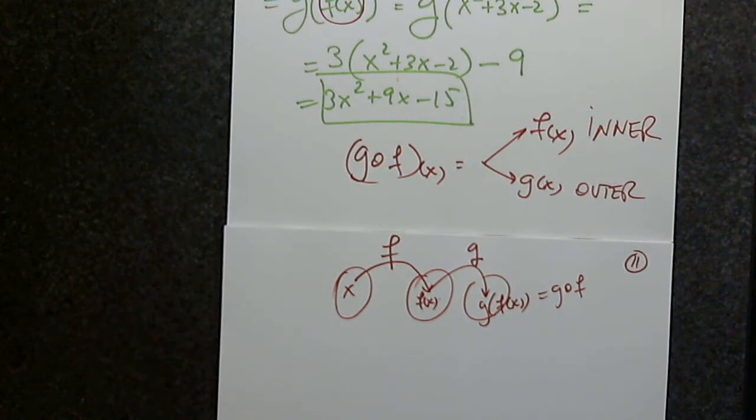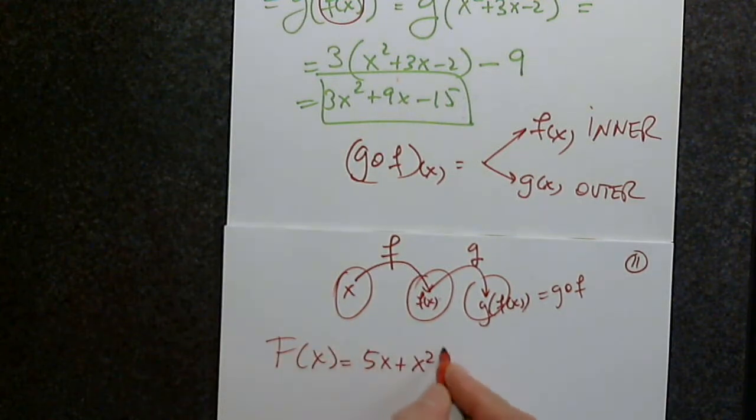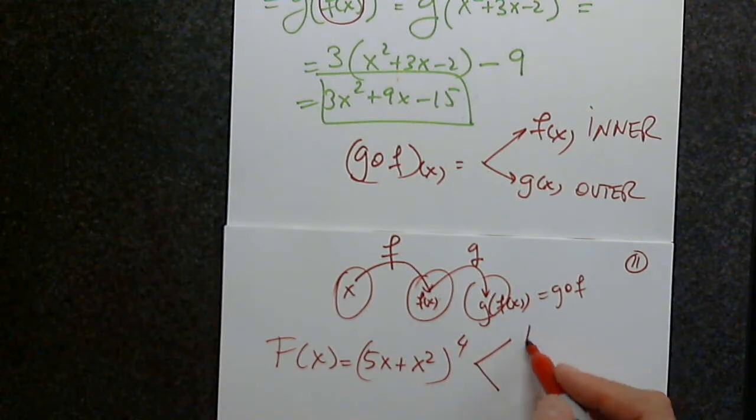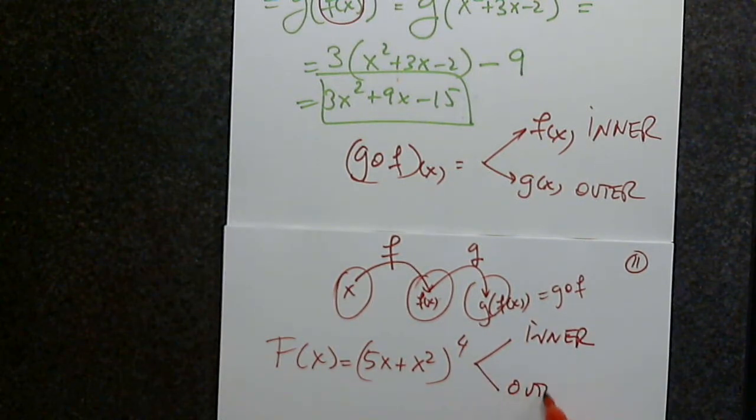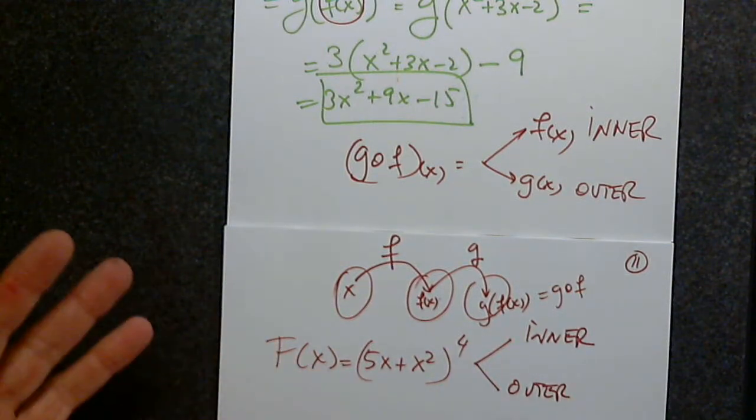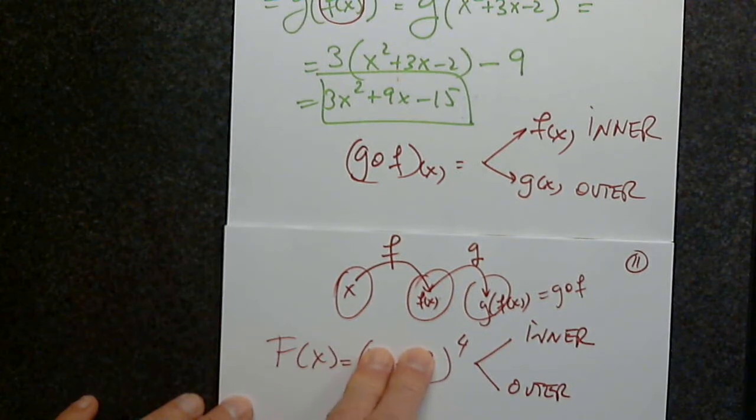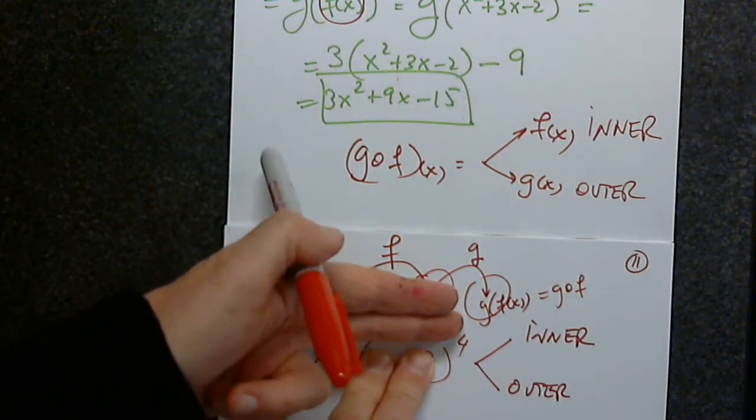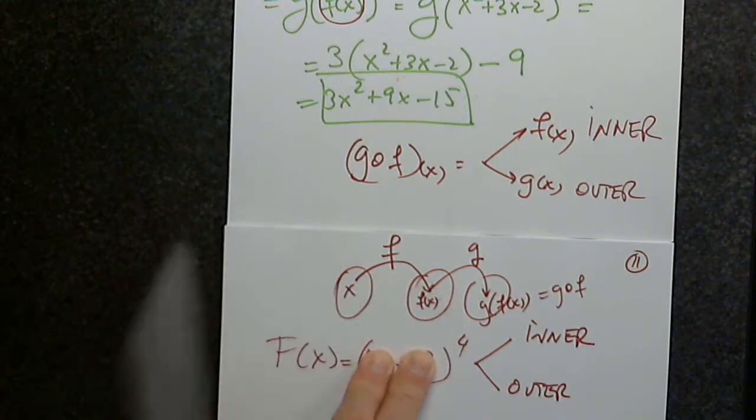Because this is connected to the next question. We are given f of x, which is 5x plus x squared to the 4th. And they want us to find the inner and the outer. And I have to caution you, there is more than one correct answer here. You can find one that works, two that work. So look at this function and say, if I want to evaluate this for 5, what will I evaluate first? Well, this is what I have to evaluate first. And when I'm done, I'll apply that function. So this must be the inner and that must be the outer as one option.